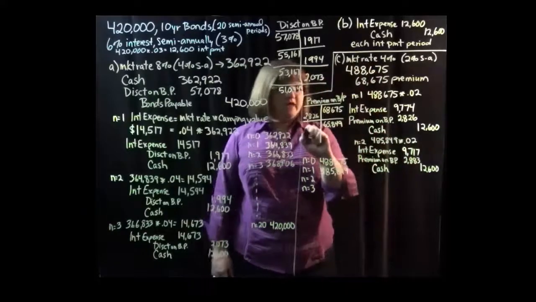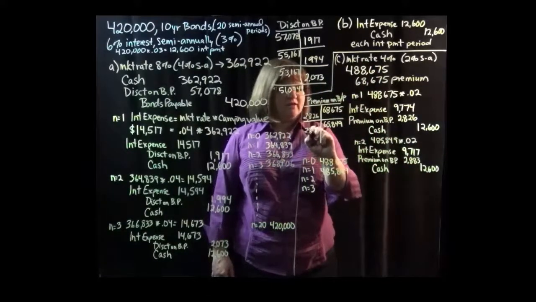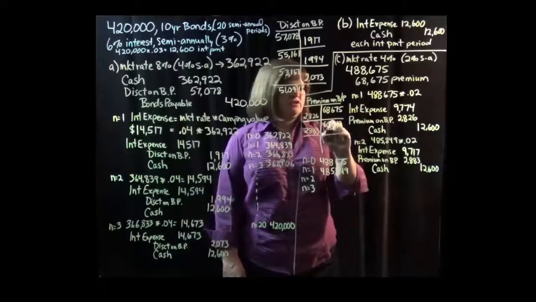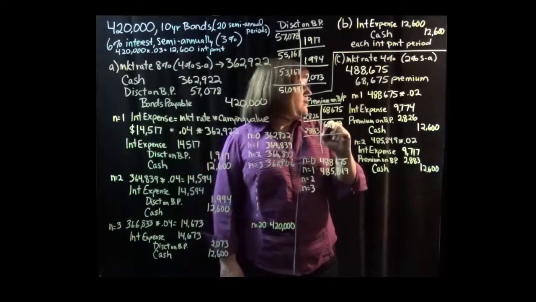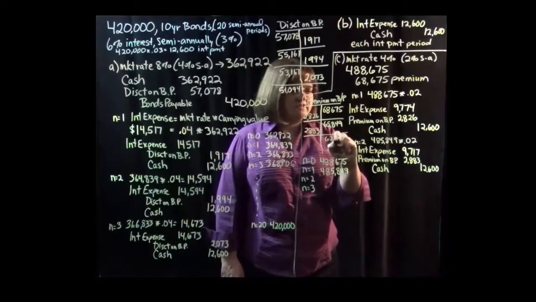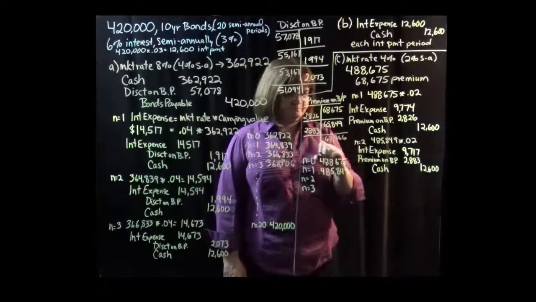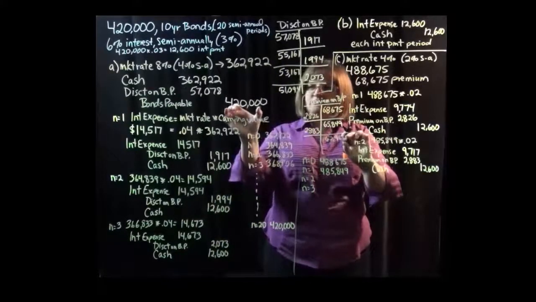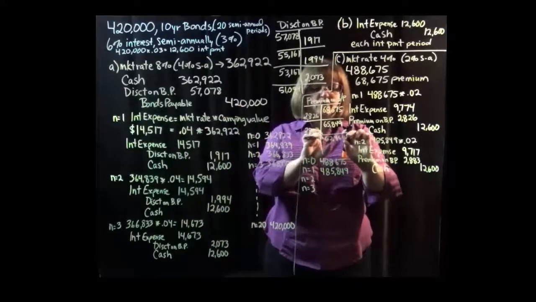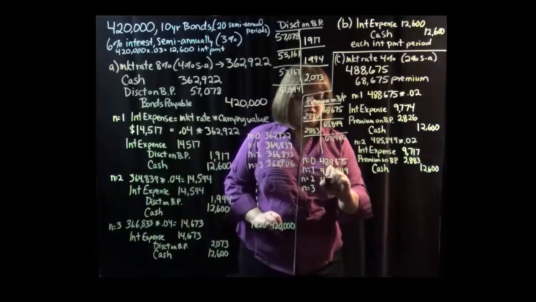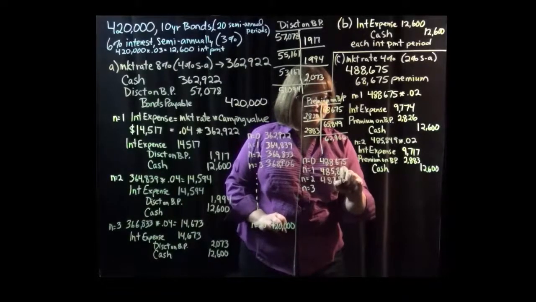We would then post that debit of $2,883 to the premium, and that would give us a new balance in the premium of $62,966. The carrying value of the bond then is the $420,000 face value plus the premium, so we would now be at $482,966.